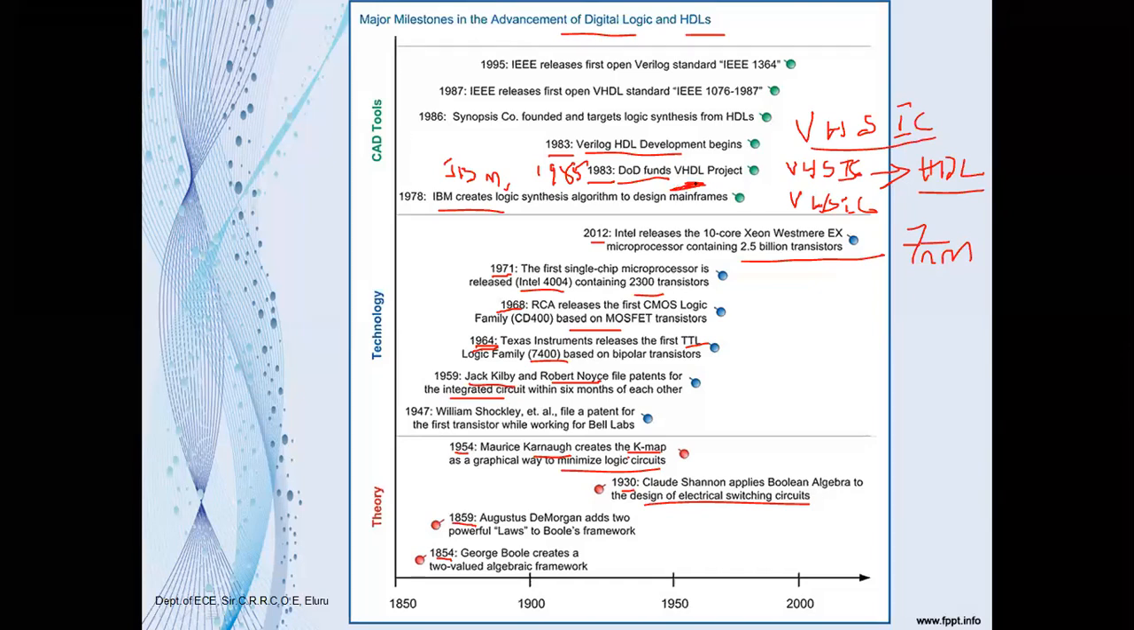It was meant only for documentation and logic simulation, not for logic synthesis. In the year 1986, the company Synopsys targeted logic synthesis for hardware description languages. Synopsys developed the logic synthesis, and it was modified for use with VHDL. So in 1985 the first VHDL was only for documentation and logic simulation, and in 1986 they had logic synthesis. Combining these, they were used for VHDL.